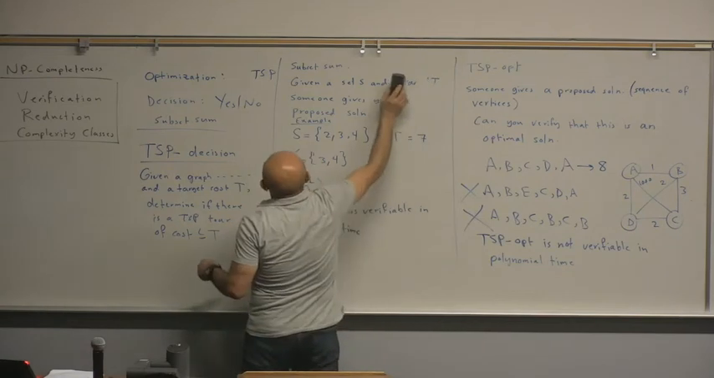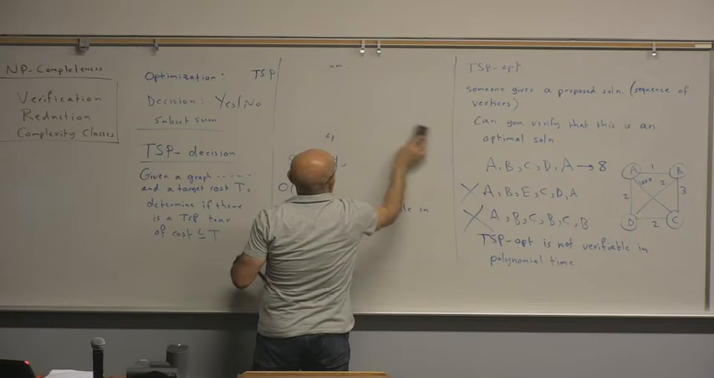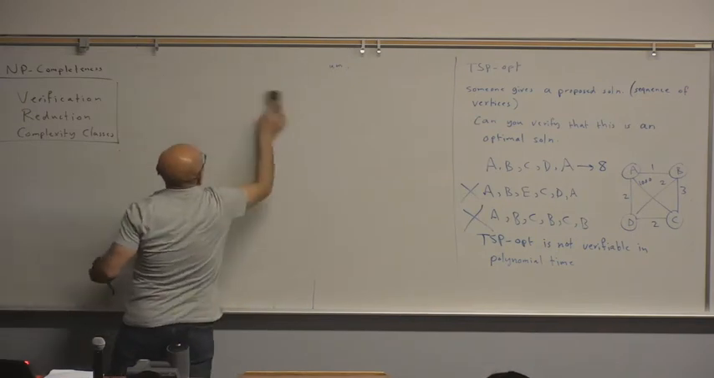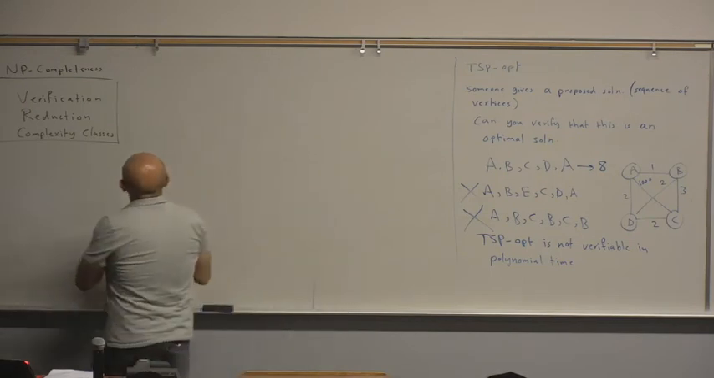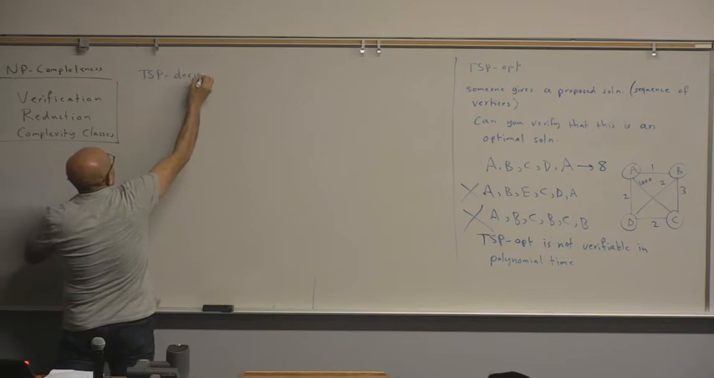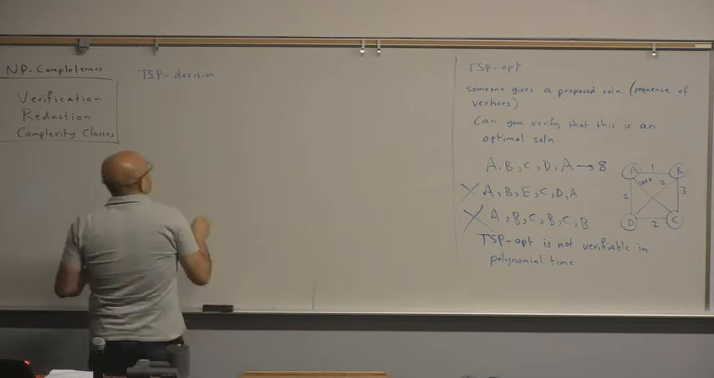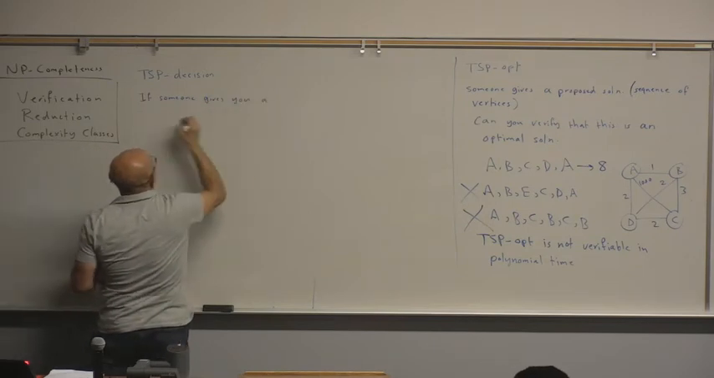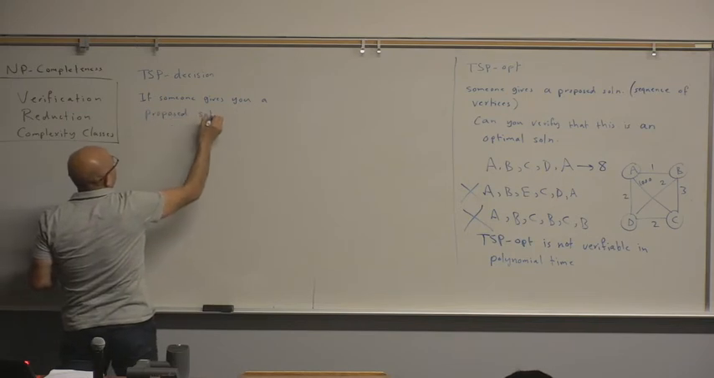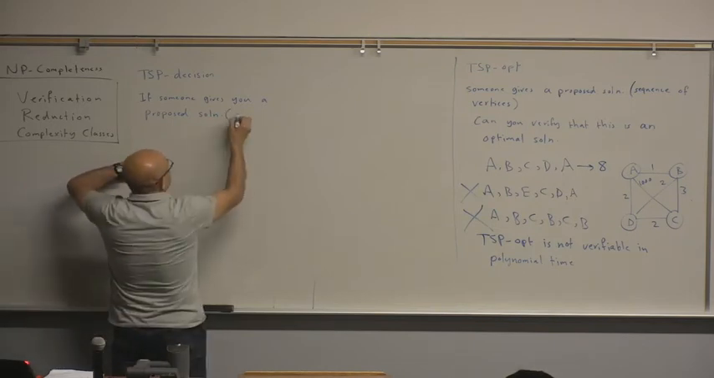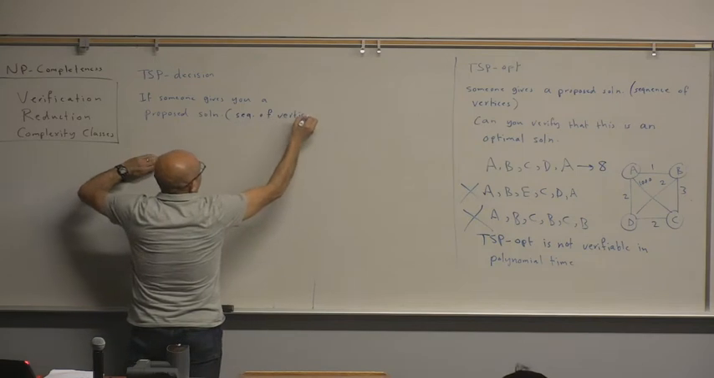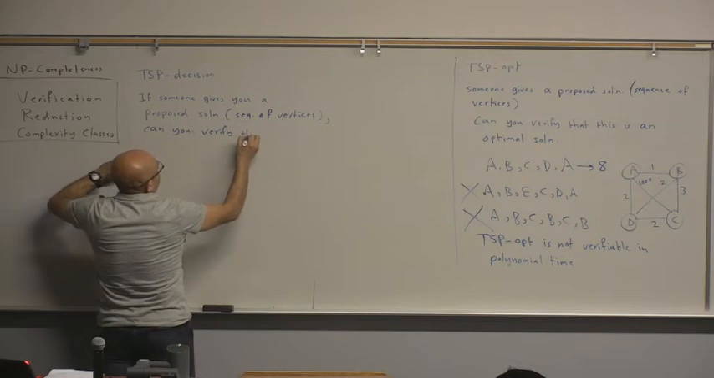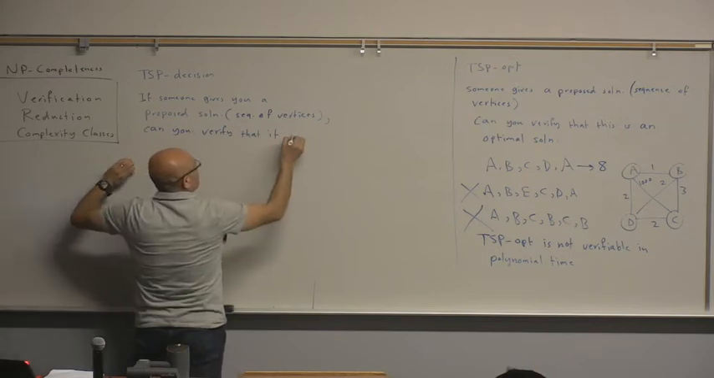Now, what about TSP decision? If we switch to TSP decision, the decision version of the problem, you are given a graph and you are given a target. If someone gives you a proposed solution, which is a sequence of vertices, can you verify that it is correct?